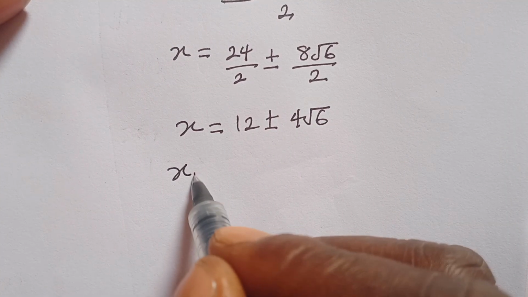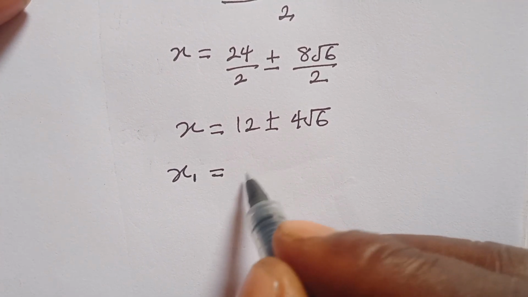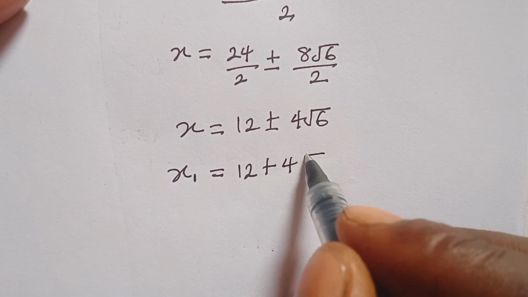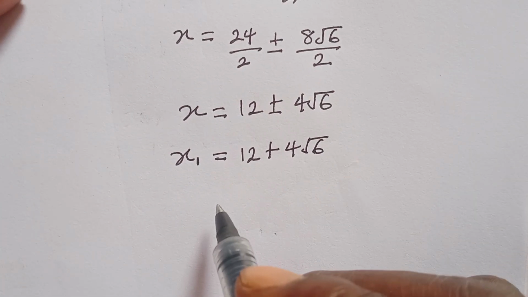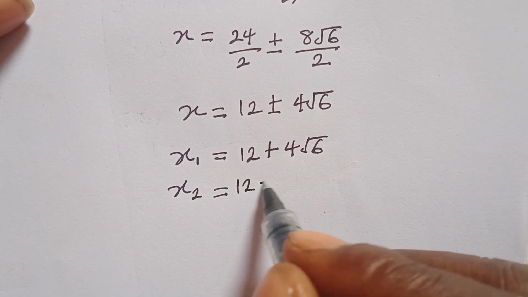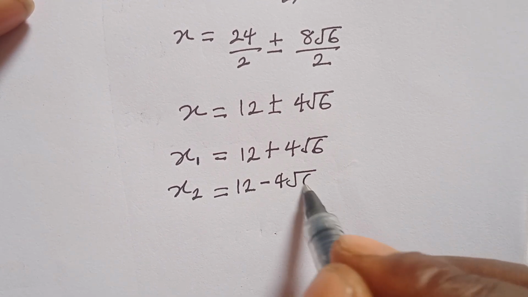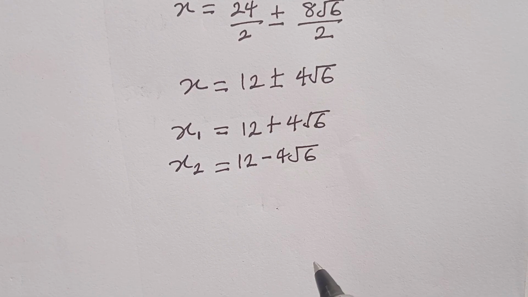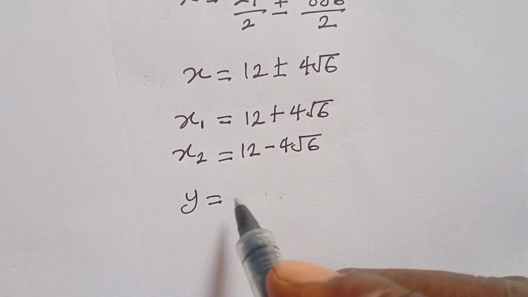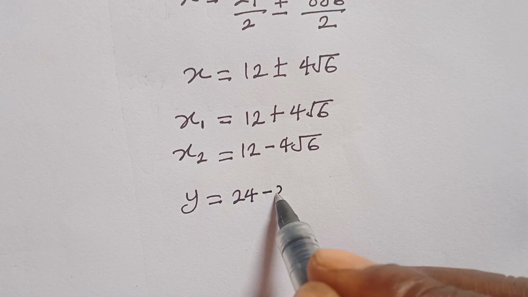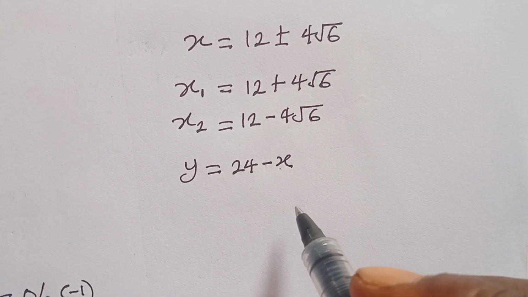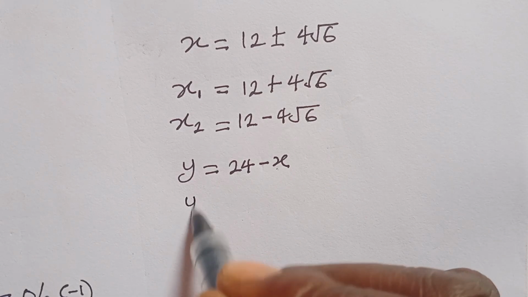So this is the general value for x. But for x, we have two answers. So therefore x1 will be, if x is positive, 12 plus 4 root of 6. And if x is negative, x2 will now be equal to 12 minus 4 square root of 6. Yes. Now, once you understand it up to this stage, it's easy and straightforward. Don't forget our y is equal to 24 minus x. So since y is 24 minus x, it's easy, and we already have the value of x.